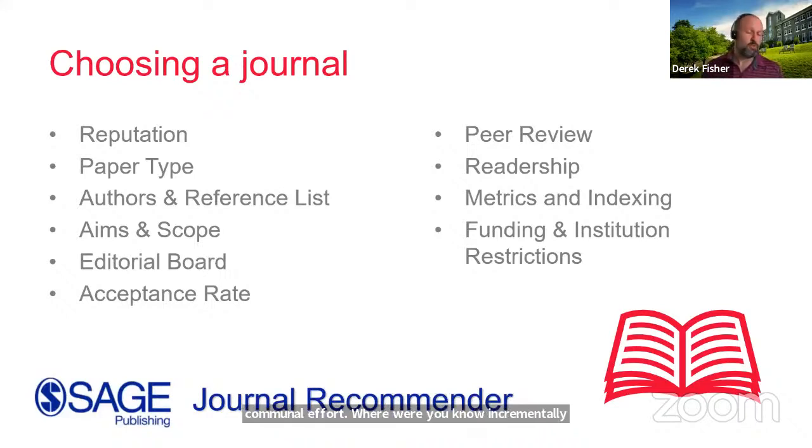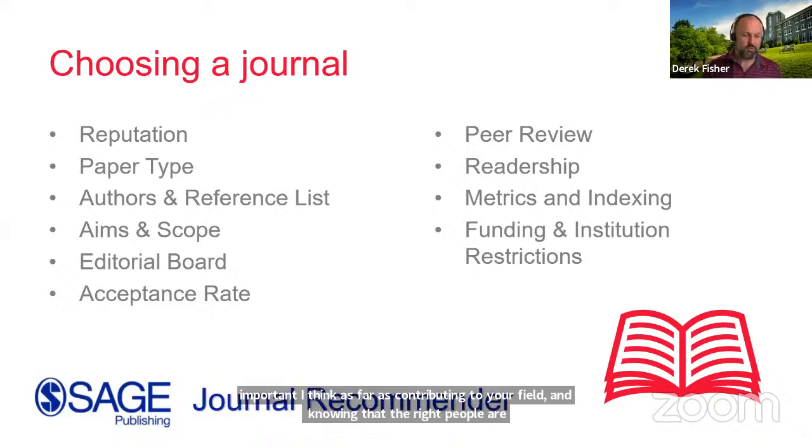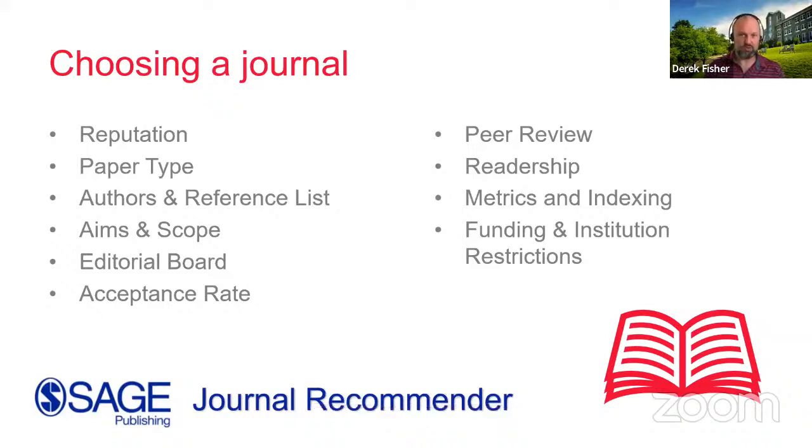So aims and scope is really important, I think, as far as contributing to your field and knowing that the right people are going to see it. Because, yes, everything is sort of online and searchable, but I know for myself and probably a lot of people in this room subscribe to table of contents and updates from particular journals. My attention span is only so big, so I can't subscribe to them all. So I've got a core group of about 12 journals that I subscribe to for updates.